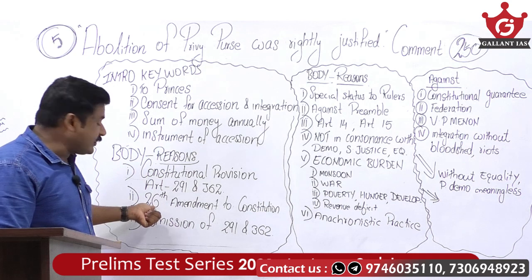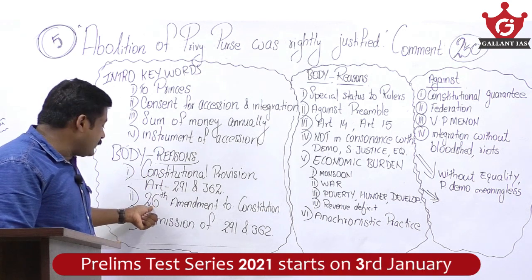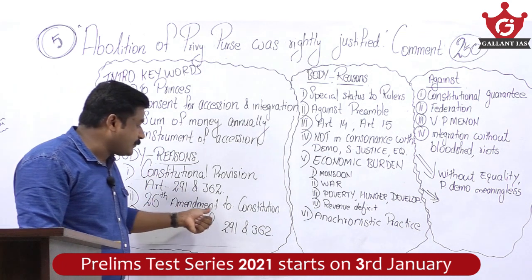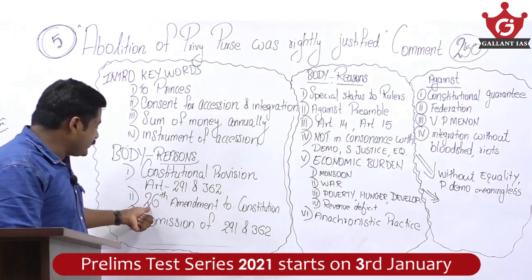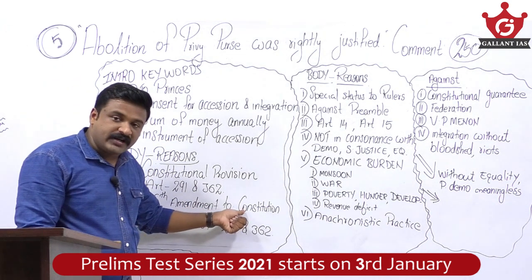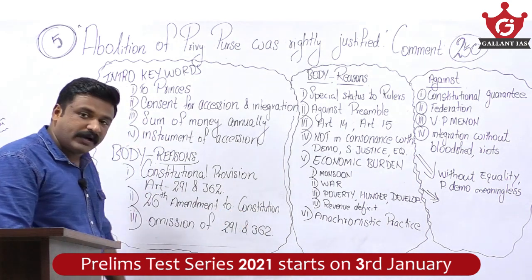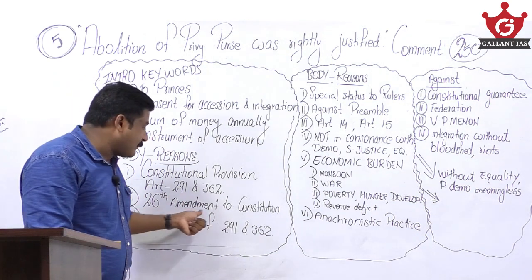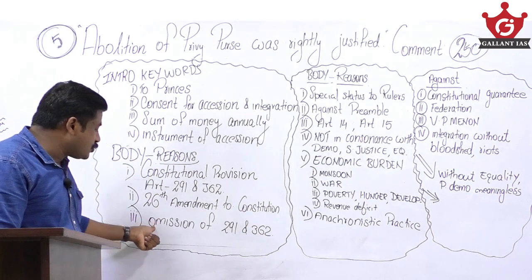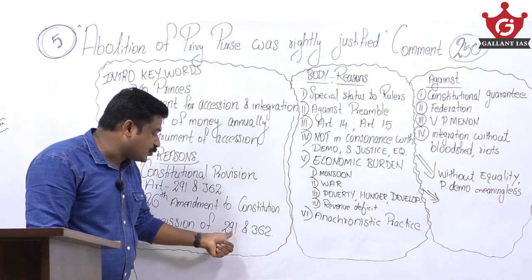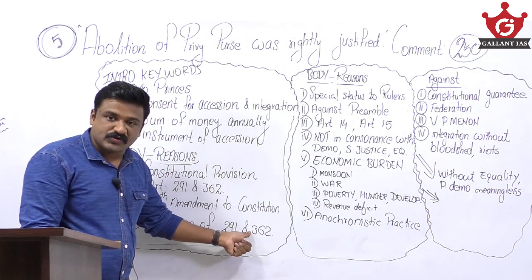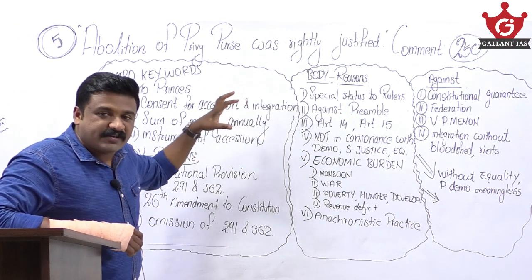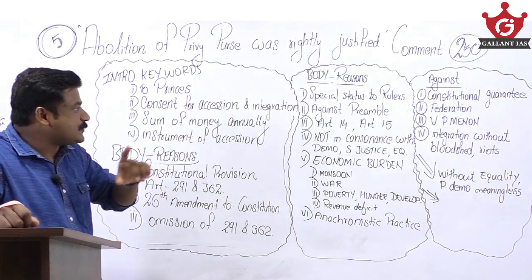Now, in 1971, the privy purses offered to Indian princely state rulers were abolished by the 26th Amendment to the Constitution, by the then government led by Indira Gandhi. And the introduction of the 26th Amendment to the Indian Constitution led to the deletion of Articles 291 and 362. That was the abolition of privy purses. Now, what were the valid reasons? How can it be justified? The valid reasons for this abolition of the privy purse.